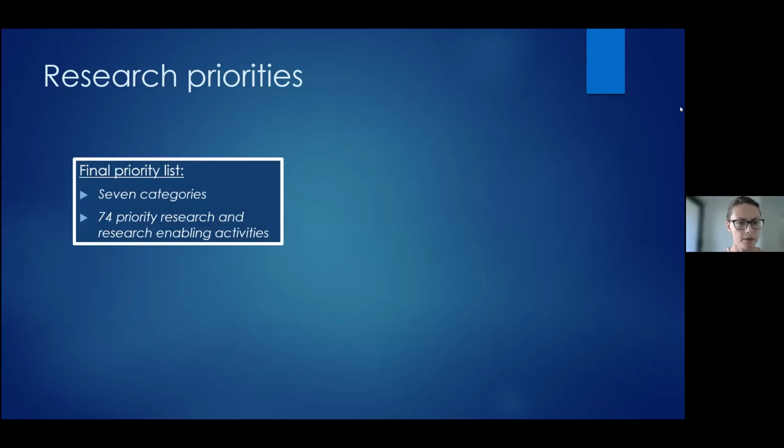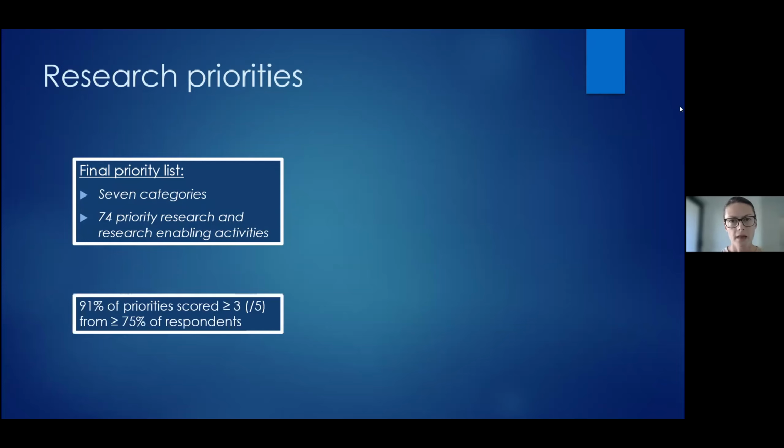So coming back to the research priorities. As I mentioned, we had a final priority list of 7 categories with 74 priority research and research enabling activities spread across those categories. The key thing I want to stress here is that of those 74 activities that we presented to people, 91% of them scored greater than 3 out of 5 from more than 3/4 of respondents. So what this tells us is the vast majority of these activities are seen by the community as things that we need to do. We feel very comfortable saying that these 74 activities are actually 74 priorities. They're not just things to do, they're important things to do. So I think that's a really key takeaway: when you look through this list of 74 activities, the vast majority of them are seen as priorities by the community.